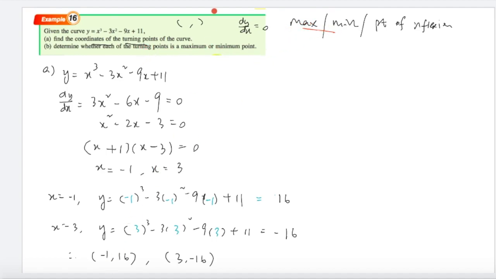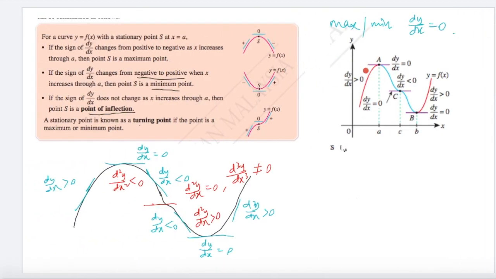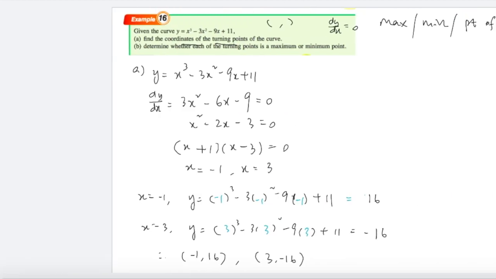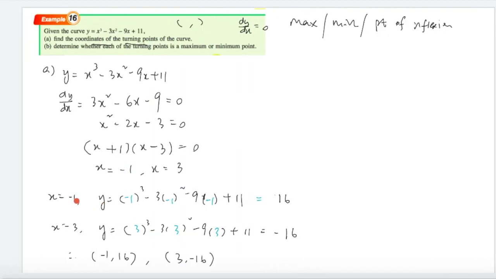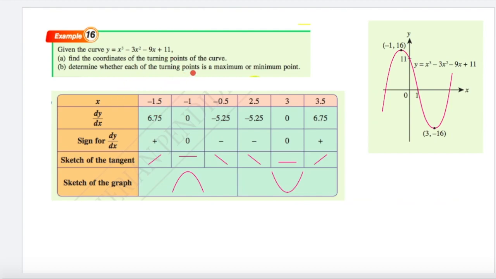Maximum or minimum, so we need to either follow your textbook. You follow the textbook, you need to find in front and behind, the point before and after. You substitute back into the x. Okay, let's see. Like this. This is negative 1. Just now you found negative 1 and 3. So I explain what your textbook doing. Negative 1 is here, 3 is here.